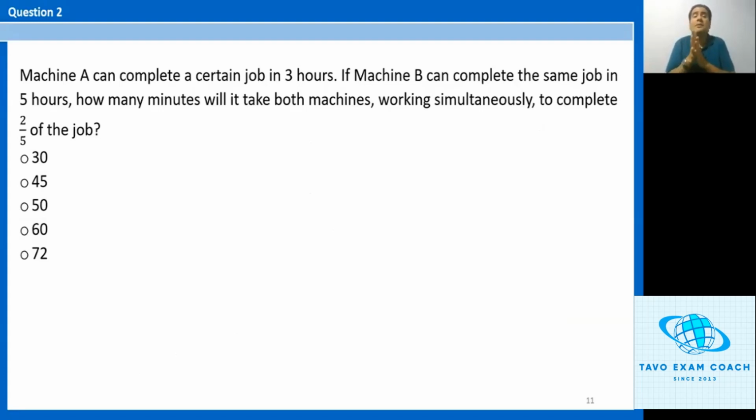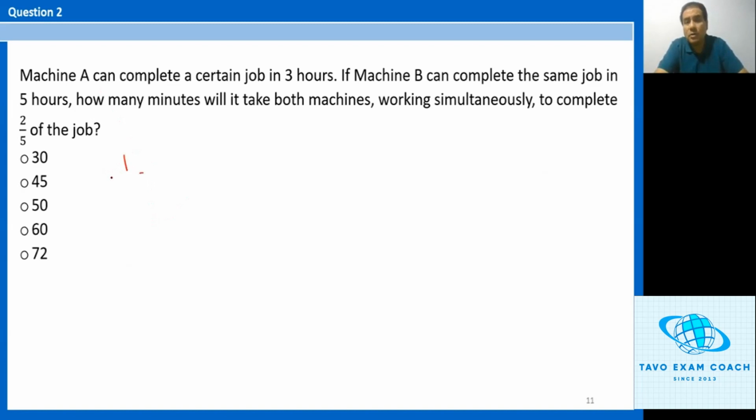Machine A can complete a certain job in 3 hours. If machine B can complete the same job in 5 hours, how many minutes will it take both machines working simultaneously to complete 2/5 of the job? All right. So what's the rate of machine A?